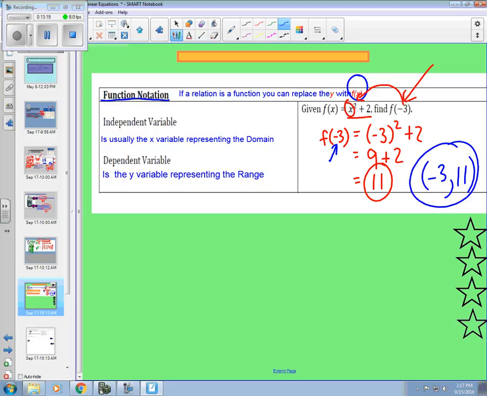Or another way of saying that is if you plug in -3, you get 11 as your answer. It's the ordered pair -3, 11. That's the point on the graph that is associated with this point. -3, 11 would be the point right up there. Okay, so that's what that means, is at the point -3 you get a y value of 11.